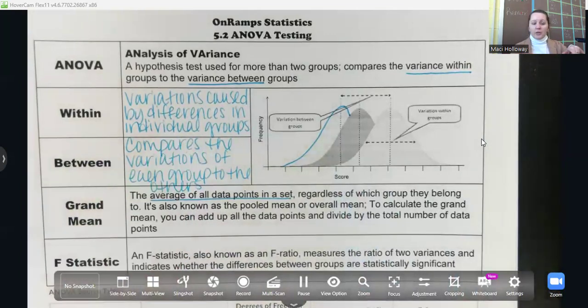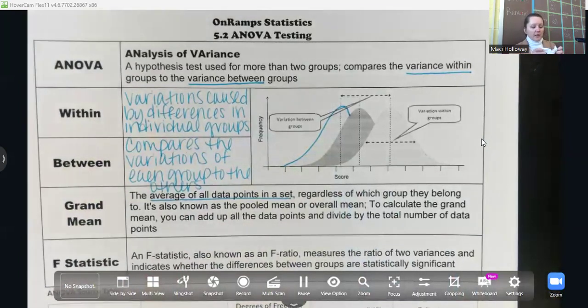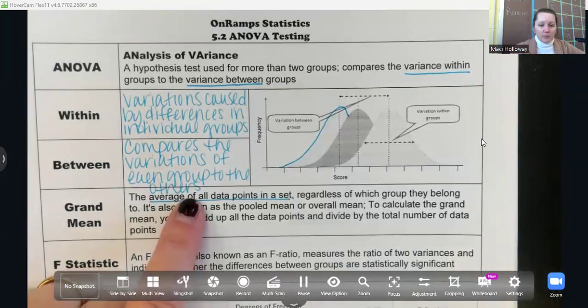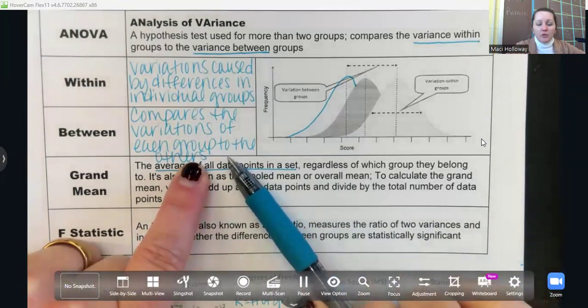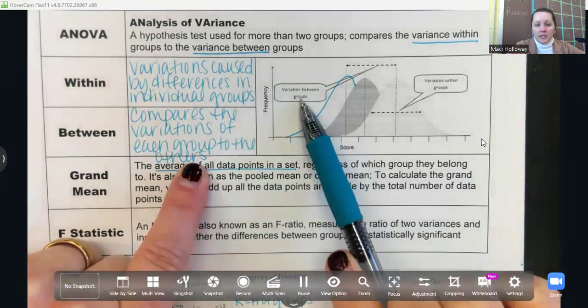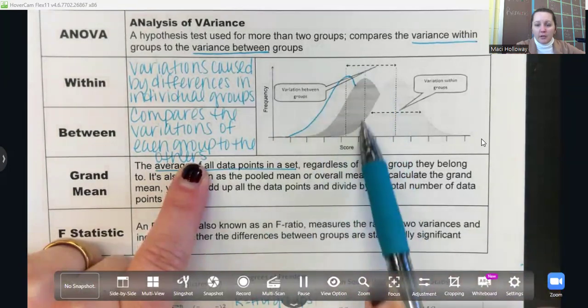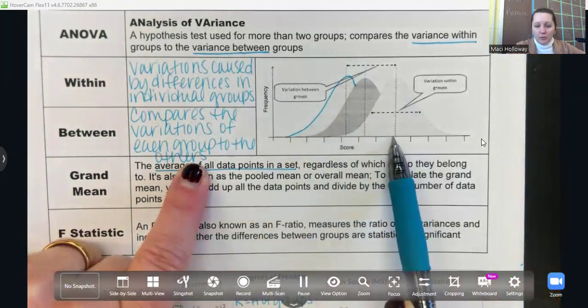So let's say that I want to know if there's a significant difference between Coke and Fanta, or the caffeine effects of Coke, Fanta, and root beer. I can compare those using ANOVA testing. So here's between. I'm also using the between. It compares the variations of each group to the others. So you can see here the variation. I'm looking at the variation between each group.